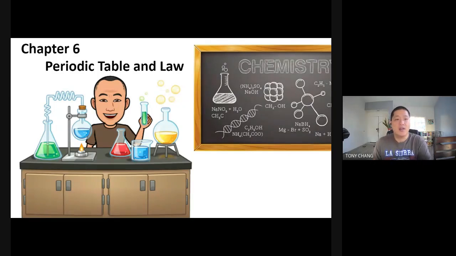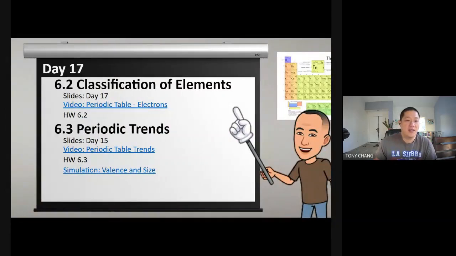All right, now today we're going into chapter 6, 6-2, and 6-3. So by the end of today, you will be able to turn in your chapter 6 notes, okay? All right, and chapter 6-2 is classification of elements, and chapter 6-3 is periodic trends.